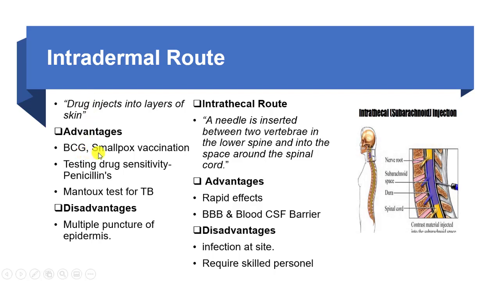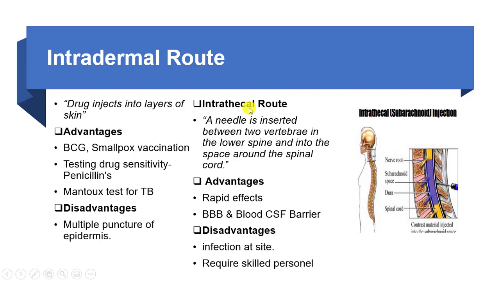The BCG vaccine, which is a tuberculosis vaccine, and the smallpox vaccine are given via this route. Also, it is used for testing drug sensitivity, like penicillin. Some people might be allergic to penicillin, so to check the drug sensitivity, we might give this drug. And also the Mantoux test, which is used for TB, is given via this route. The disadvantage of this route is that there are multiple punctures of the epidermis. So you might need to give multiple punctures to administer this type of drug via this route effectively.